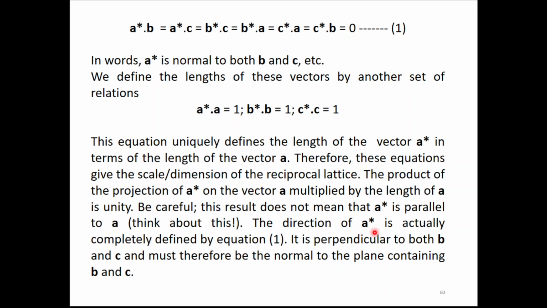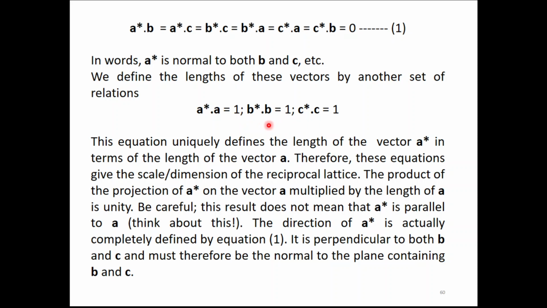So the direction of a* is actually completely defined by equation 1. It is perpendicular to both b and c and must therefore be the normal to the plane containing b and c. So hopefully you have got the idea of these two sets of equations. Okay, this is very important to understand.